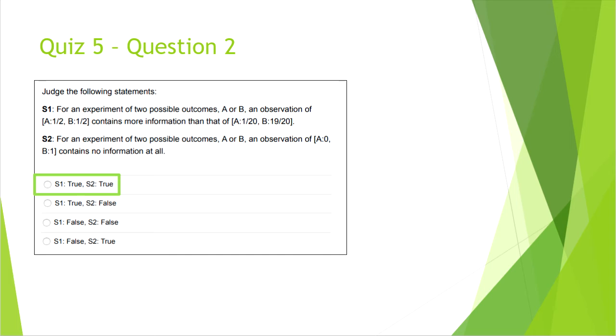In statement 2, it is observed that A has a 0% chance of occurring, whilst B has a 100% chance. This observation contains no information because there is no uncertainty in the outcome. B has a 100% probability. Therefore, this statement is also true.